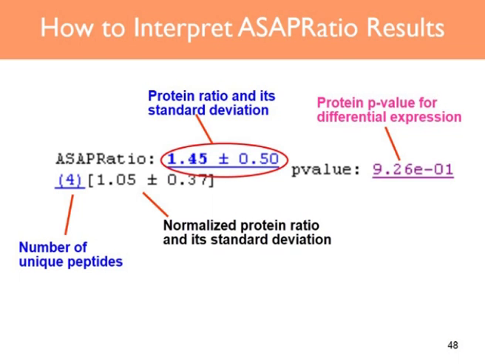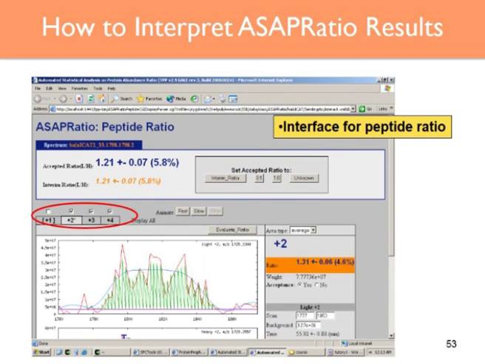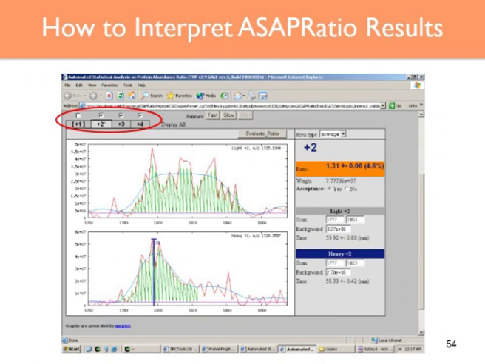So there's a ratio and the standard deviation. It tells you how many unique peptides it used in the calculation for that, and the normalized ratio with the standard deviation and the p-value. If you click on that link, you get to the peptide ratio for that, again, for that CID. And you have the different charge states that you can look at.